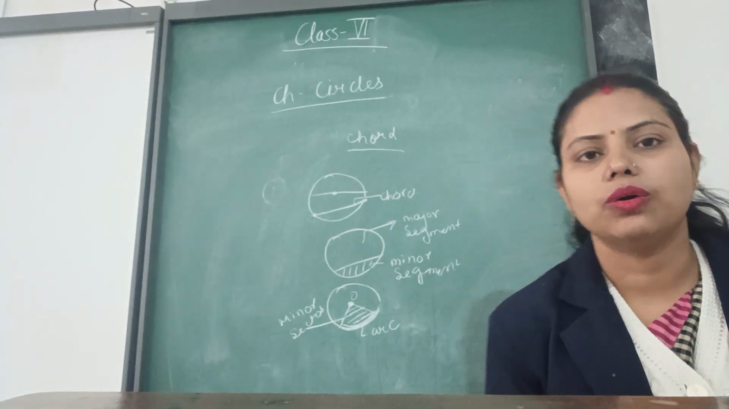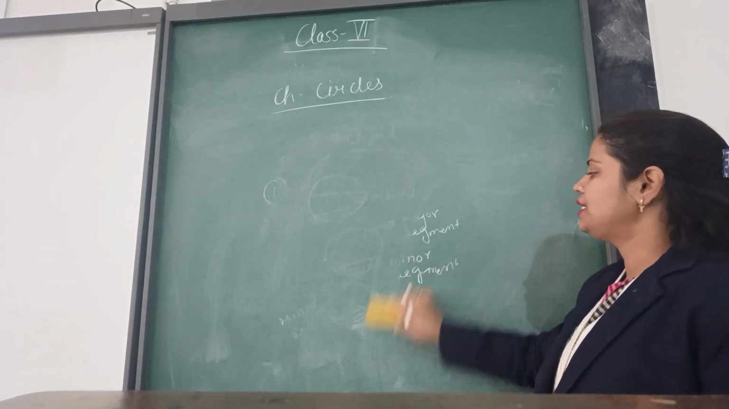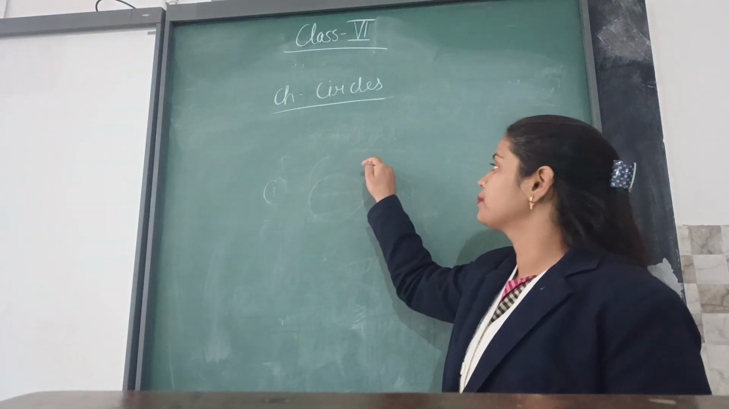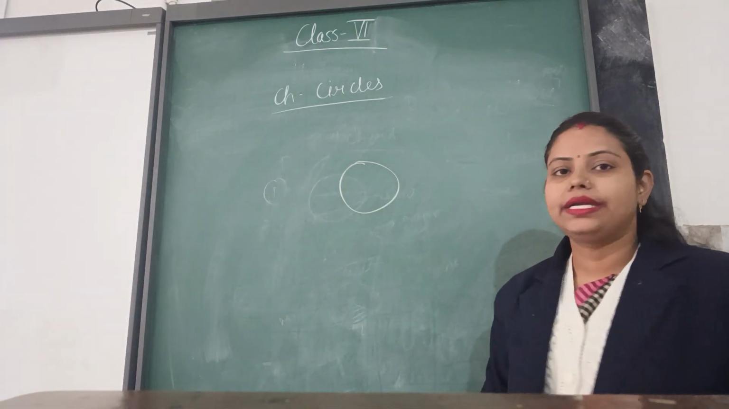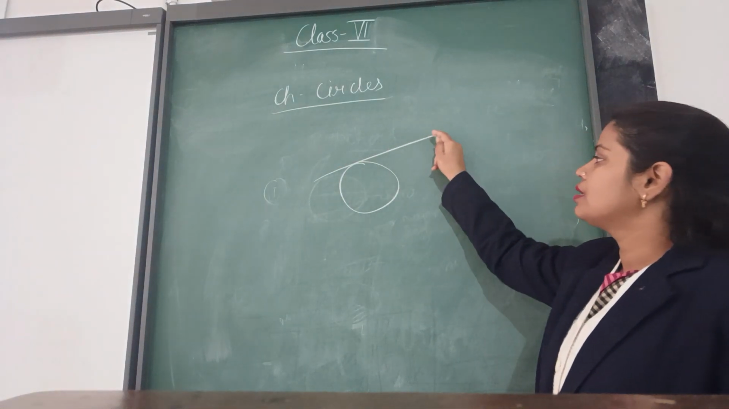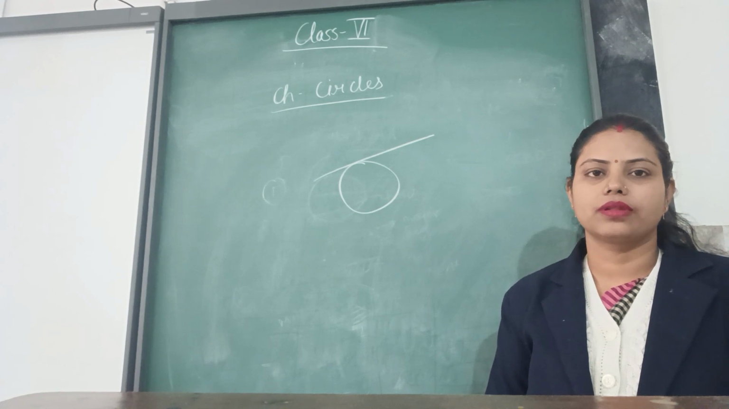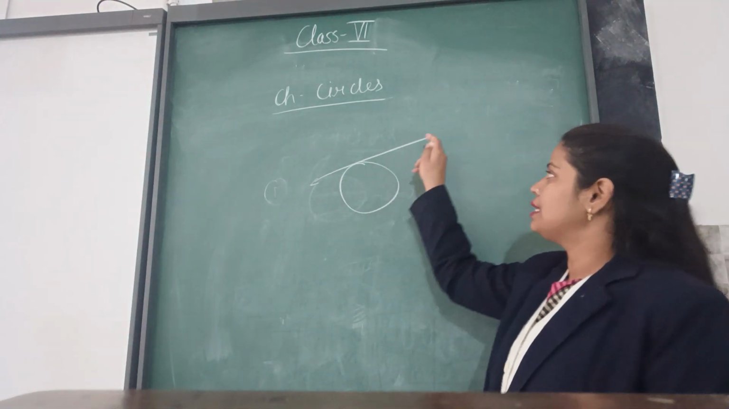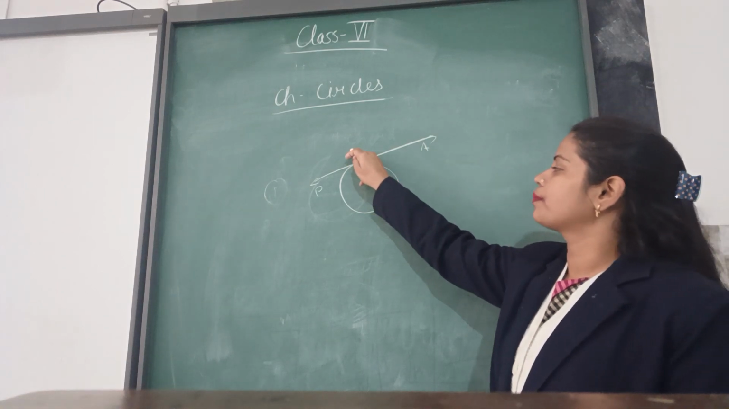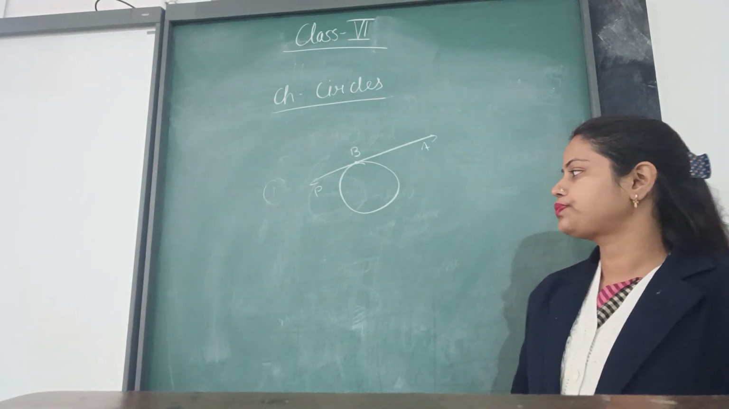Now we'll understand about the two new terms for class 6, which are tangent and secant. Tangent. A tangent is a line which touches the circle externally at only one point. Tangent is a line which touches the circle at only one point. Let it be B. This will be called as a tangent.